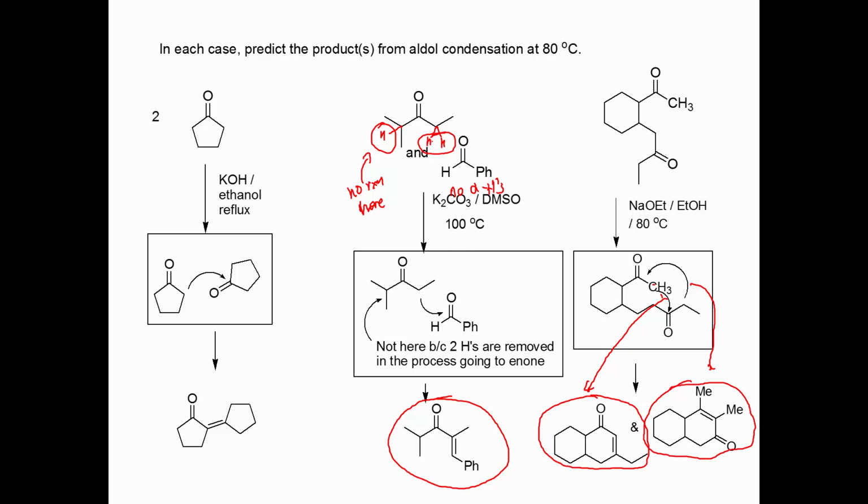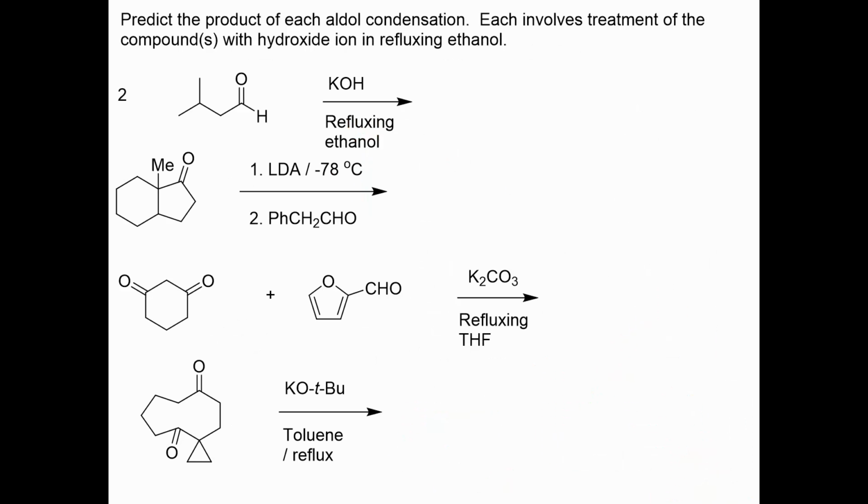All right, so it's hard to predict whether you would get one or the other. I'm guessing that this would be the major because it's the more substituted alkene. And if the whole system is at equilibrium, you should see that as the major product. But I would not count on that. All right, let's do some more of these.